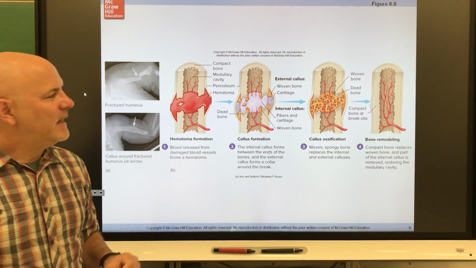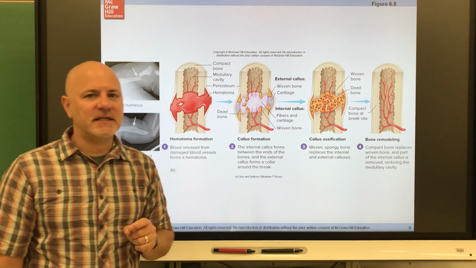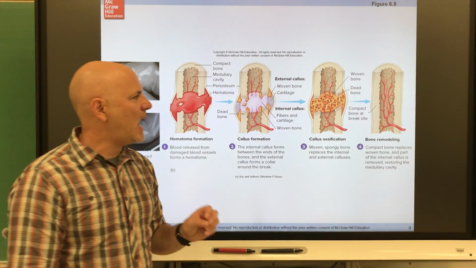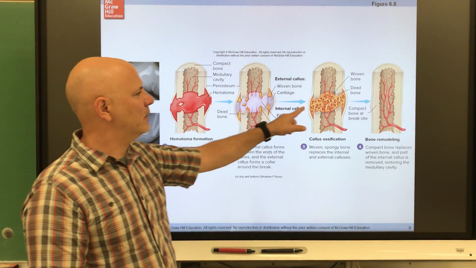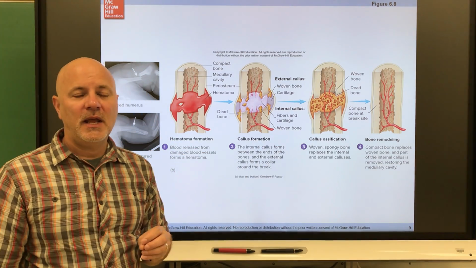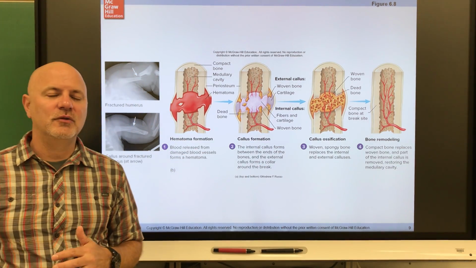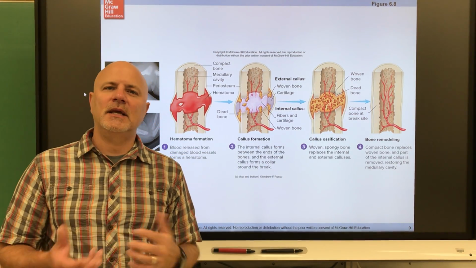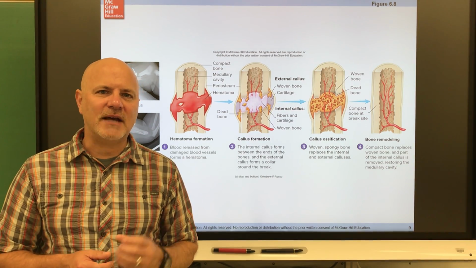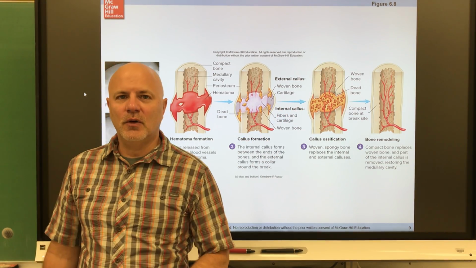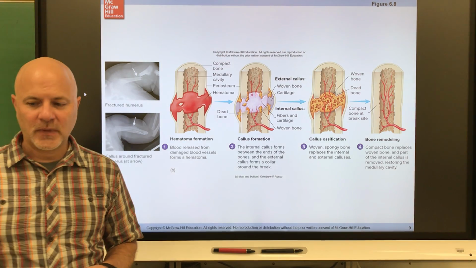All right? Next is the bony callus formation. That's the next thing that we see here. So here, osteoblasts are going to convert that cartilage to spongy bone. All right? And this whole process takes about 2 months. But about 6 weeks in, you can take the cast off. There's enough bone in there to hold those two ends of the bone together.